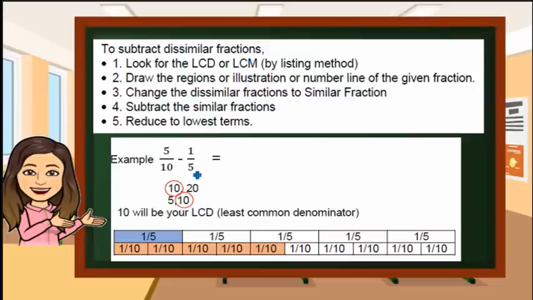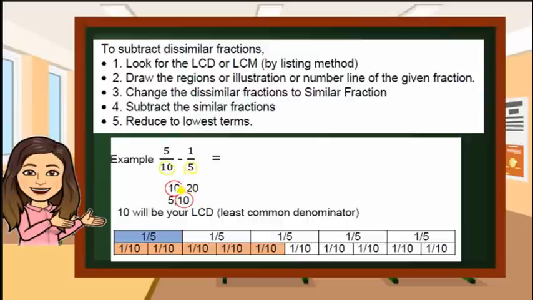So, we have here the example 5/10 and 1/5. As you can see, 5/10 and 1/5 have different denominators. We have denominators of 10 and 5. So, we still have to look for the LCD, right? Always follow the steps for you to answer the problem properly.